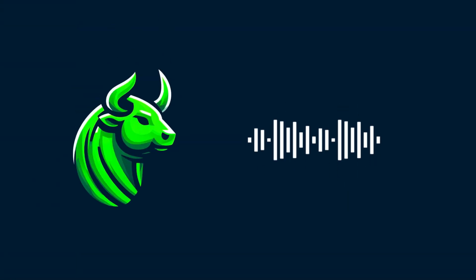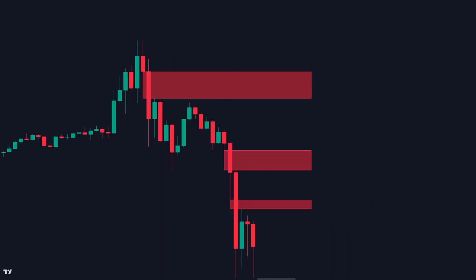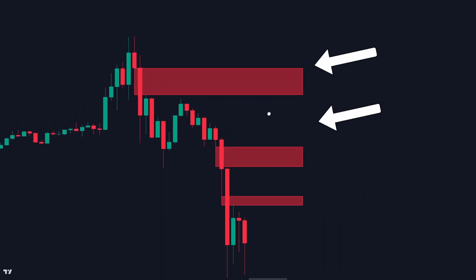Okay, but what if I have more than one fair value gap? As we can see here, you should anticipate the lowest ones to be the strongest. In a bearish market, the highest fair value gaps are likely to be the strongest.